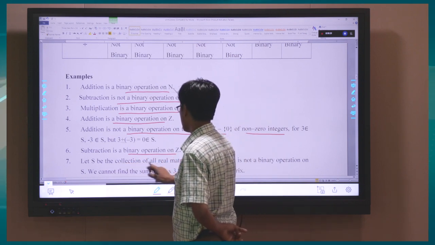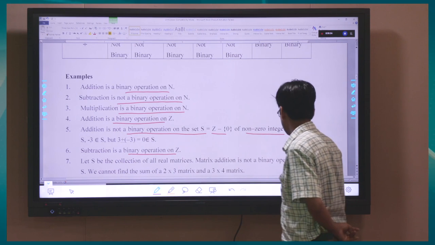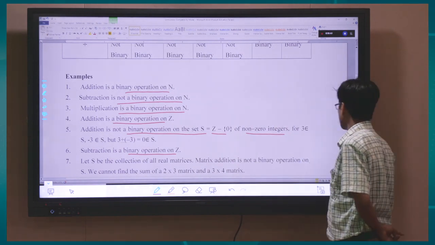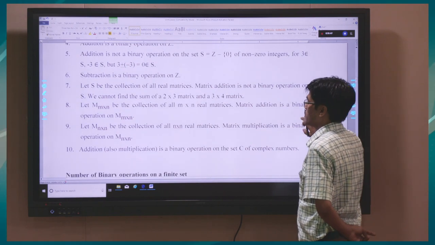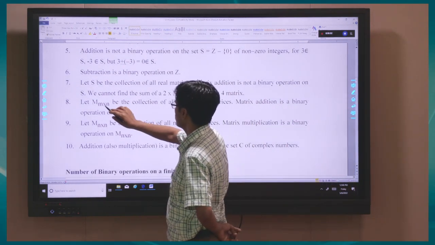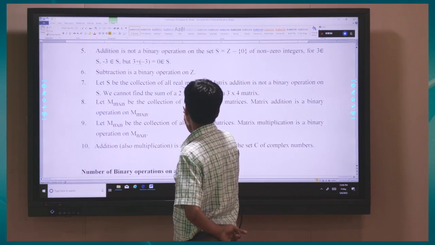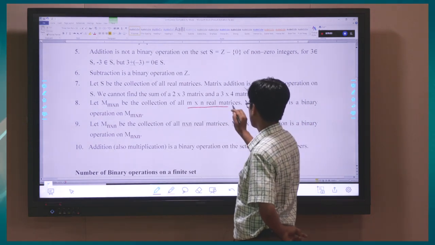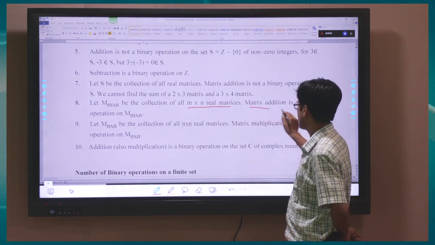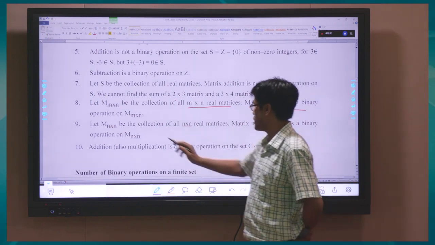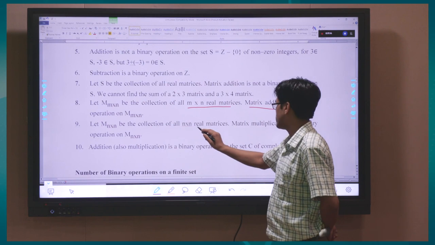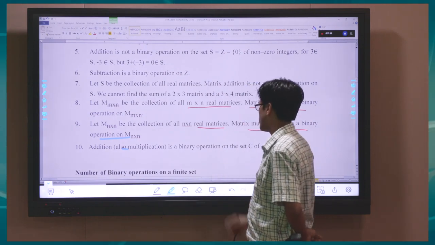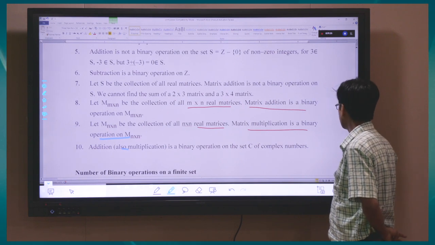Another example: S is the collection of real matrices. Matrix addition is not a binary operation on S, since we cannot find the sum of a 2 cross 3 matrix and a 3 cross 4 matrix. Similarly, if M is the collection of all m cross n real matrices, then matrix addition is a binary operation on this set. And if M is the set of all n cross n real matrices, then matrix multiplication is a binary operation on this set. Addition and multiplication are also binary operations on the set of complex numbers C.